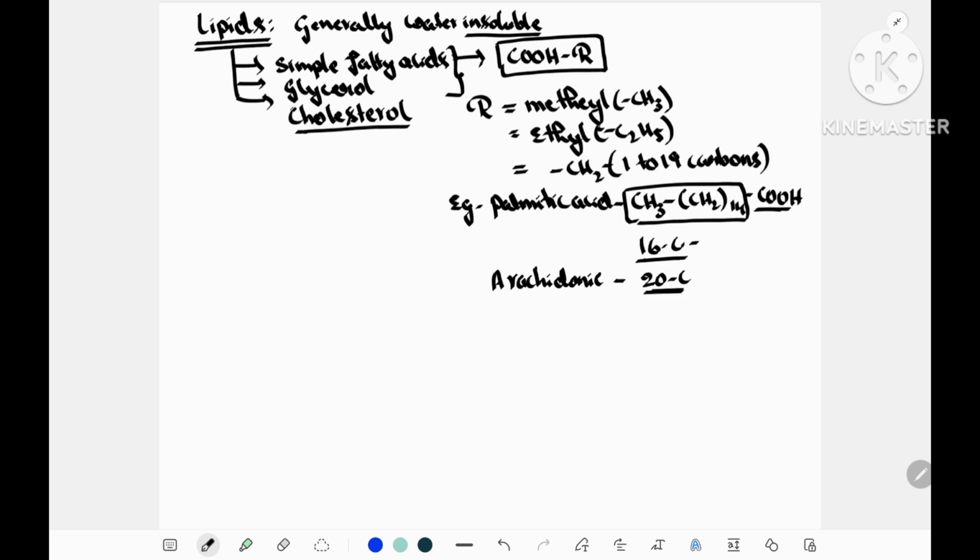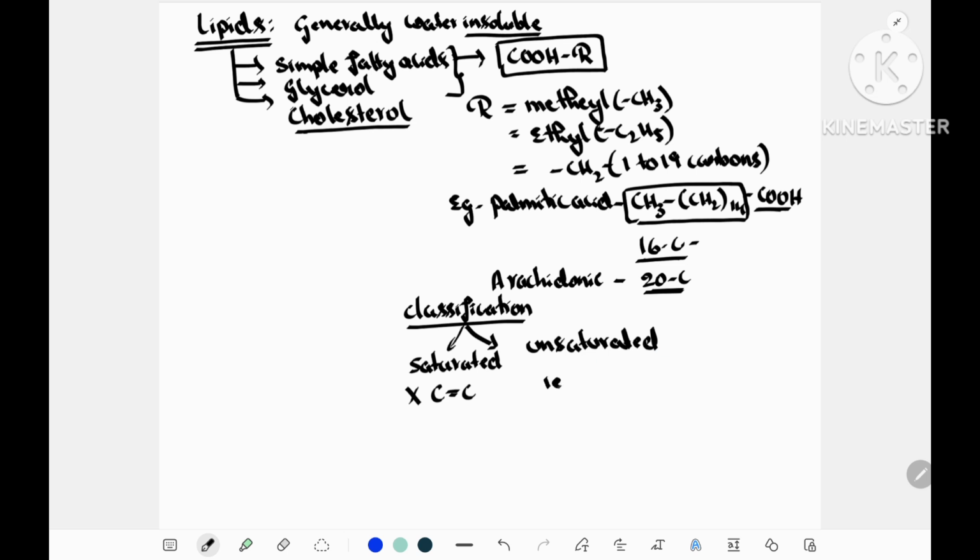Next, let us study the classification of fatty acids. Fatty acids are classified as saturated and unsaturated fatty acids. Saturated fatty acids do not have a carbon to carbon double bond, and unsaturated fatty acids are those which contain one or more carbon to carbon double bonds in them. They are called unsaturated fatty acids.